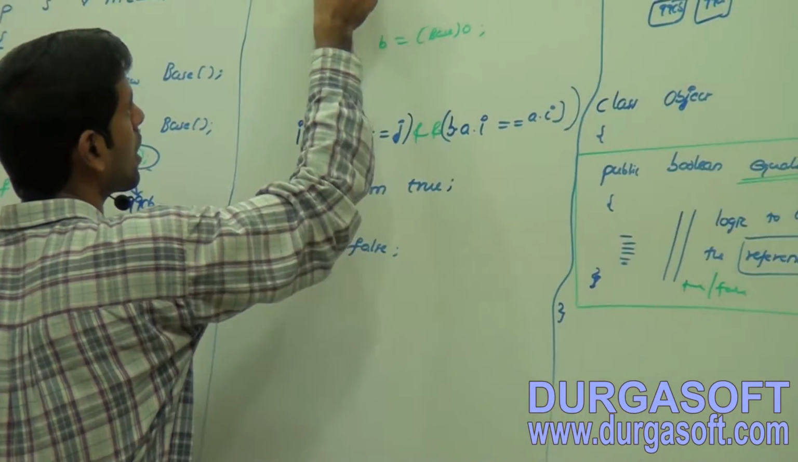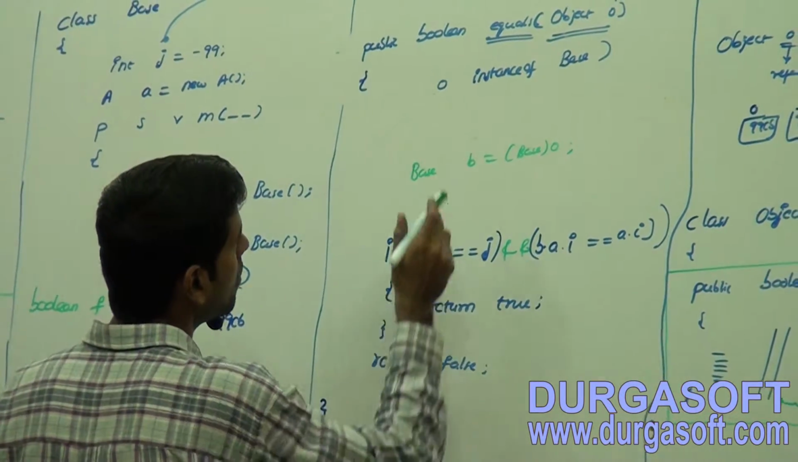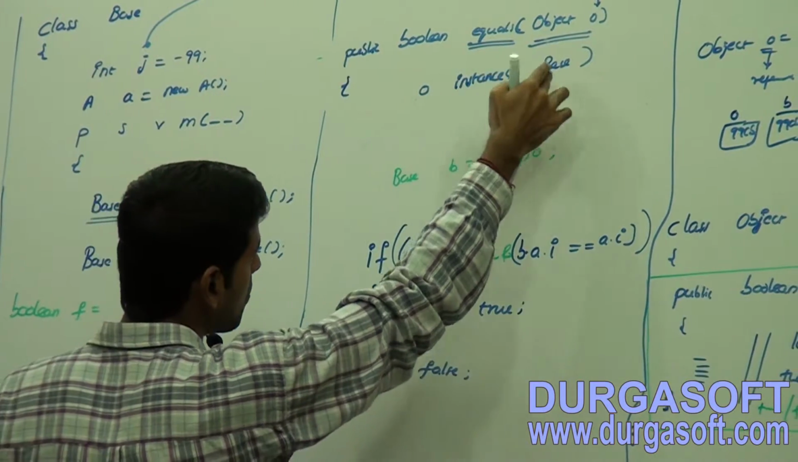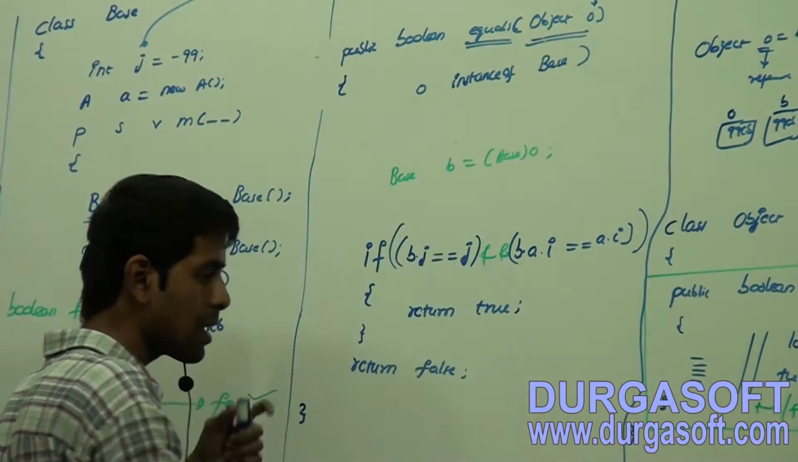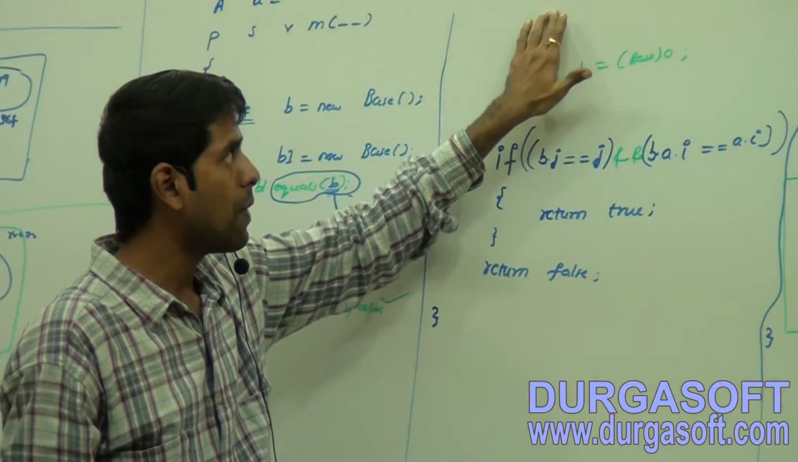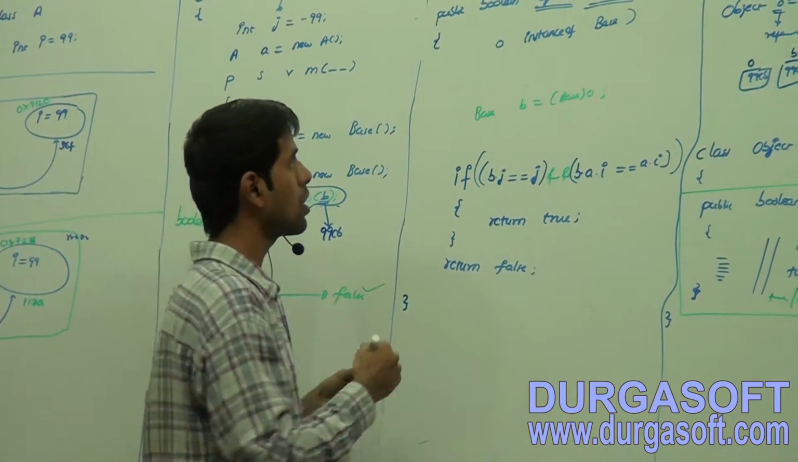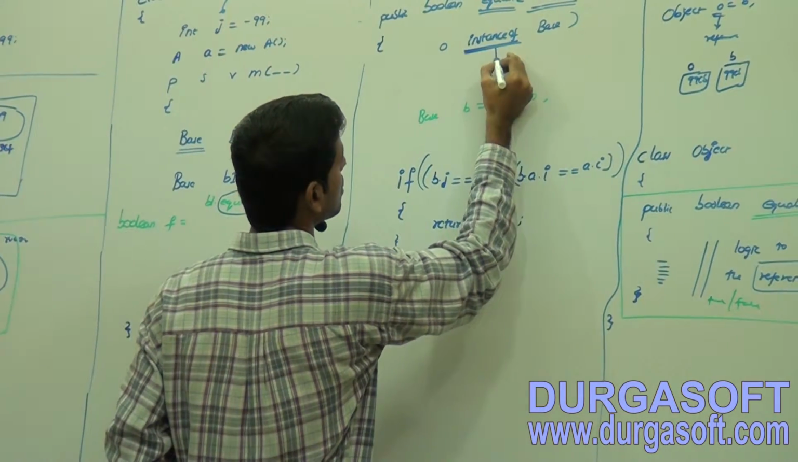Observe, we'll write that one. Now take o instanceof Base. What does it return to us? It is true, since o's referring value is an instance of Base. One more important thing: this instanceof is what? An operator. This is Java.